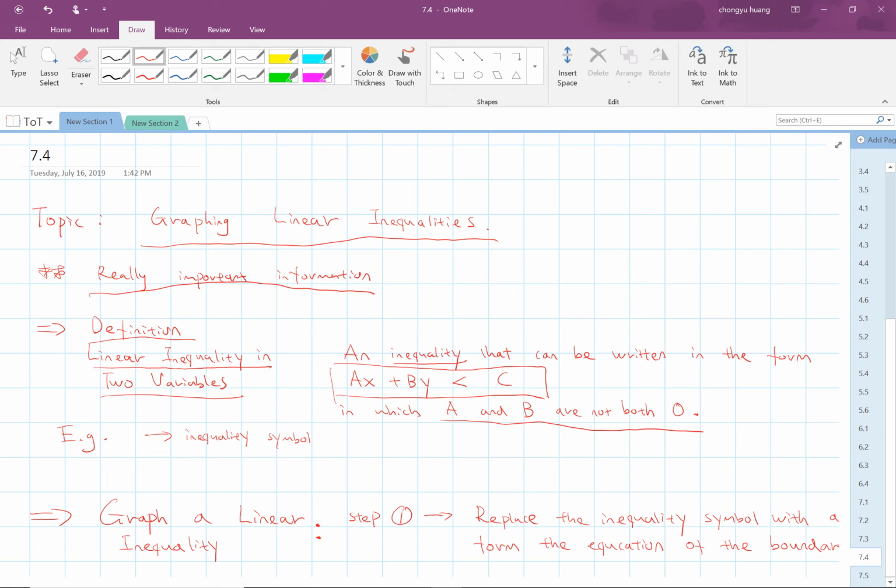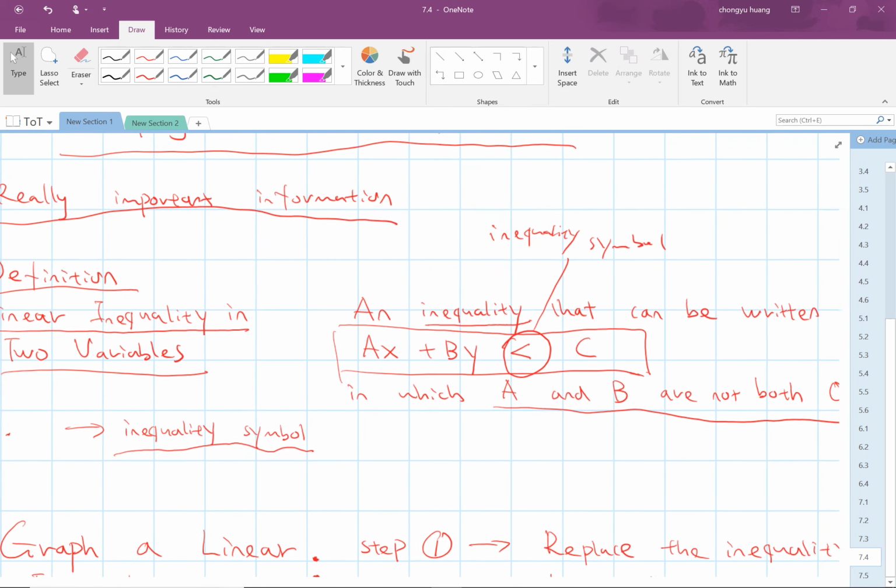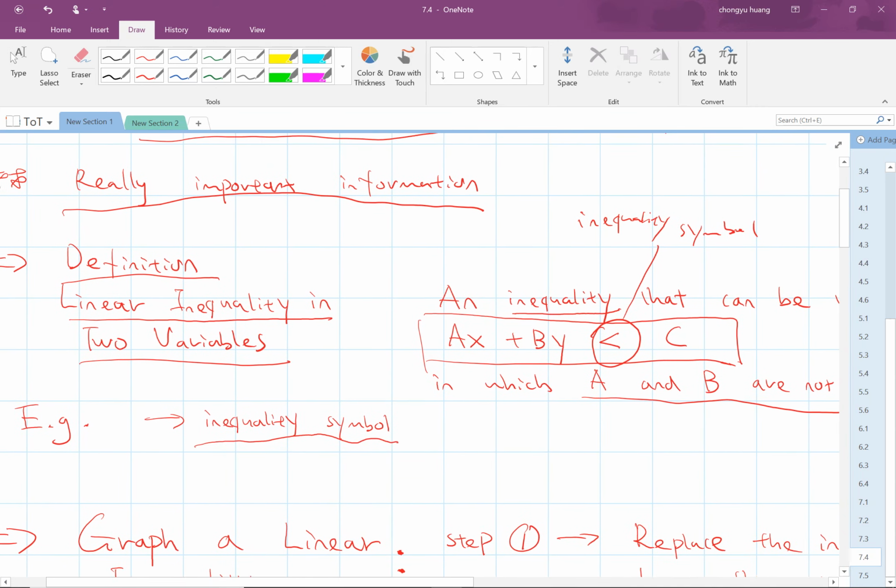All right. And so right now the example I want to give you is the inequality symbol. The inequality symbol is something like this. I think this is an inequality symbol. Let me give you more examples. Let me zoom in a little bit.